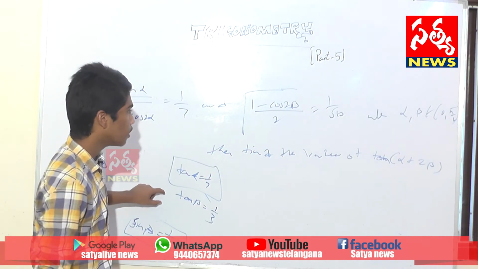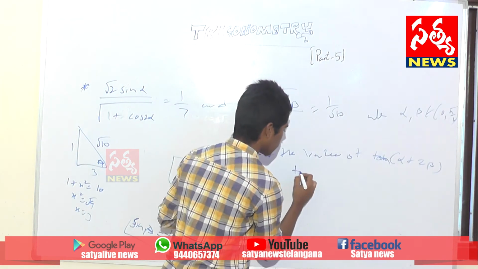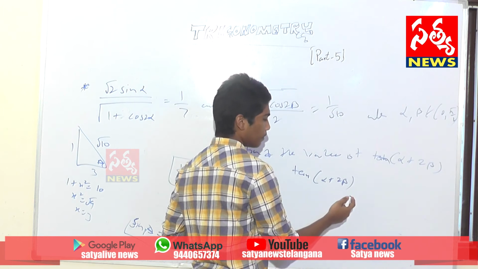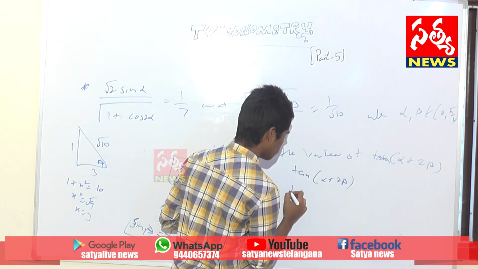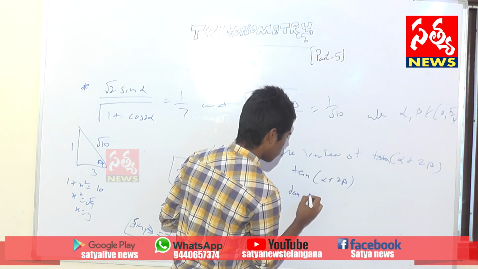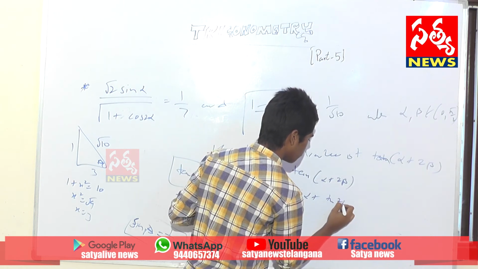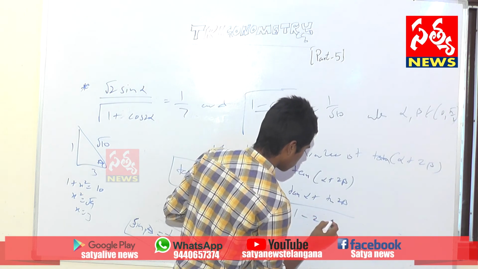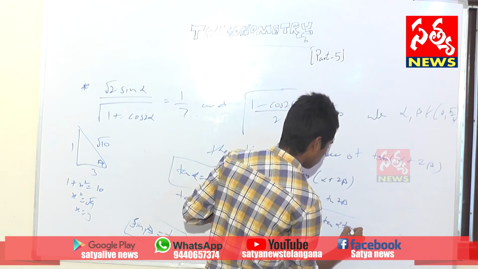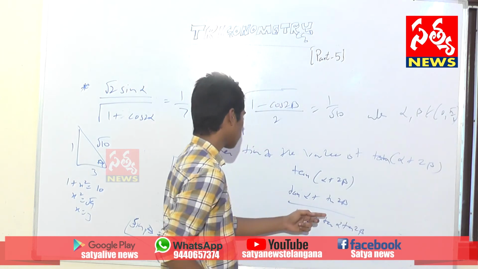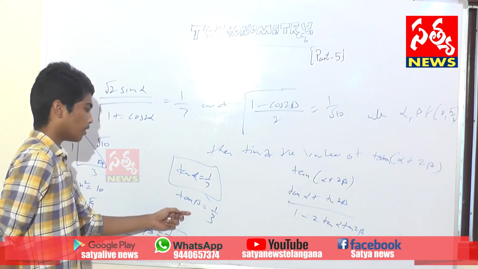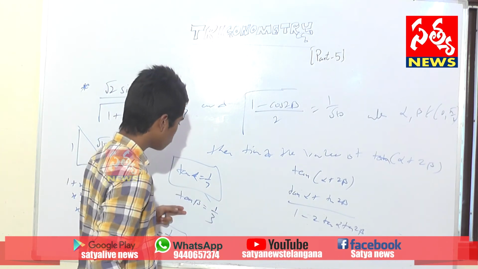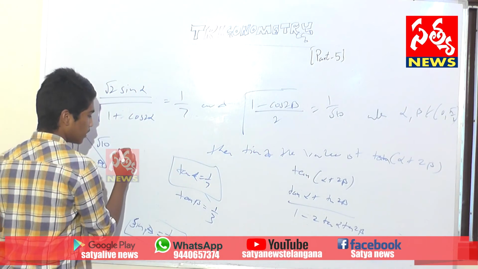Now see here, what they asked in the question, tan of alpha plus 2 beta. Tan of alpha plus 2 beta is equal to tan alpha plus tan 2 beta by 1 minus tan alpha tan 2 beta. We know the value of tan beta, but we don't know the value of tan 2 beta. We require tan 2 beta, so we have to calculate tan 2 beta.